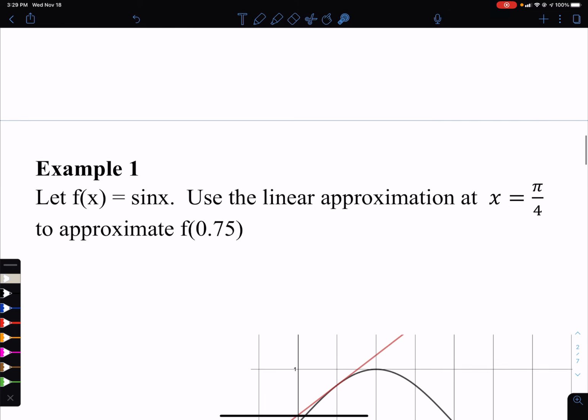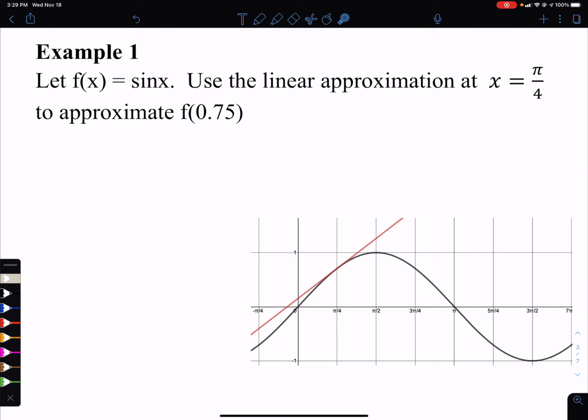Okay? So we're just going to do a bunch of examples. We have sine x. We want to approximate the sine of 0.75. So that's sine of 0.75. Now, unless you are some kind of a weird genius, I don't know how to do that other than a calculator. If you don't have your calculator, you're going to have to approximate it. So here's the question. I need a point close to 0.75 where I can get the equation of my tangent line.